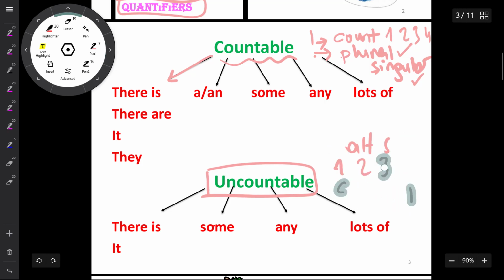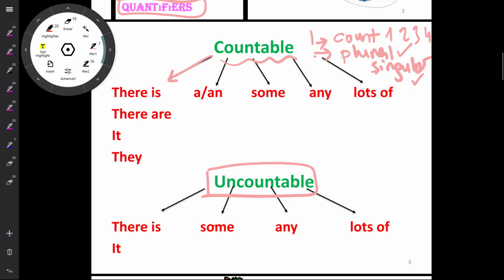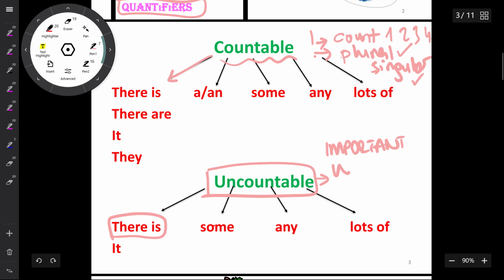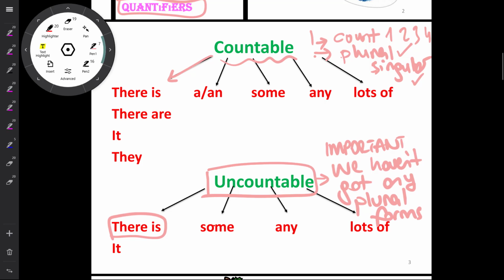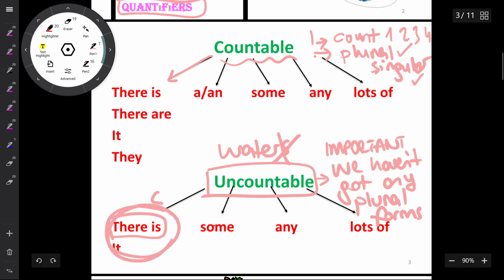Okay, let's look. What can we see with the uncountable nouns in the sentence? It is a better way to remember when you use uncountable nouns in the sentence. There is, it should be singular because we haven't got any plural forms. Okay, don't forget, important. We haven't got any plural forms of uncountable nouns. Don't put s on water. We cannot put s. So it is so logical to remember it should be singular. Every time we use singular.